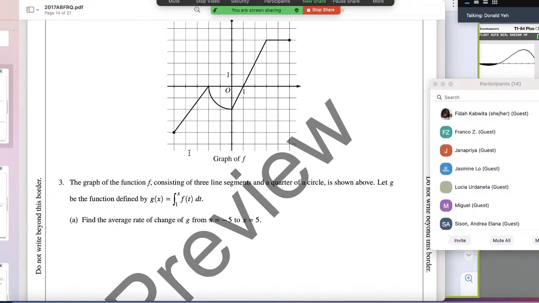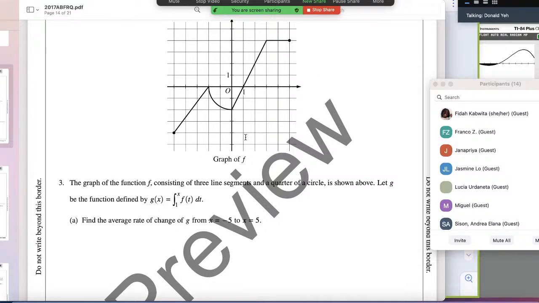So at 3, what do you think the answer is? I got 4. You got 4? Me too. Okay, so that's equal to 4. Yep, that's correct. 1 point for that. But this is the biggest point.